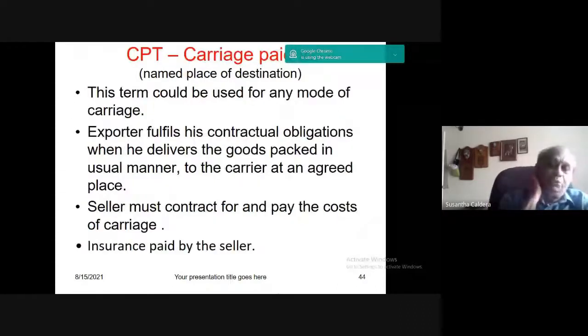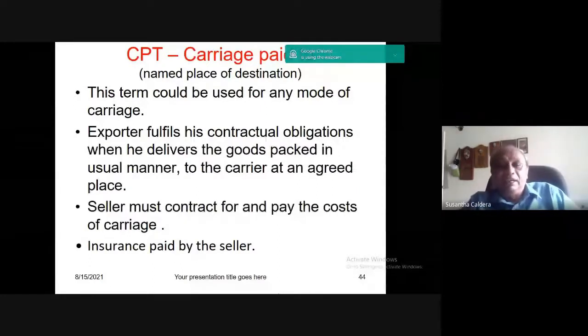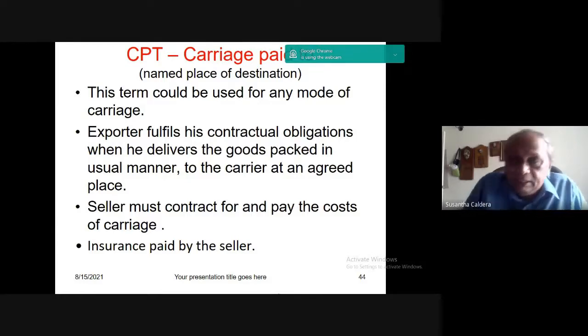CPT, carriage paid to. This term could be used for any mode of carriage. The exporter fulfills his contractual obligations when he delivers the goods, packed in the usual manner, to the carrier at an agreed place. This is mostly for continental transportation. The seller must contract for and pay the cost of carriage. It has to be paid by the seller. Insurance paid by the seller.